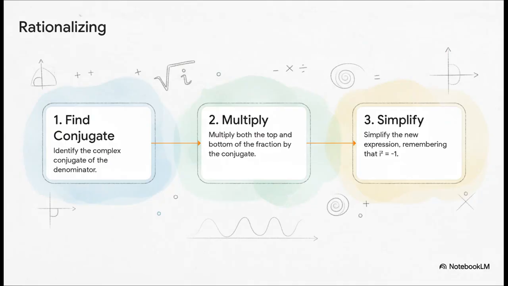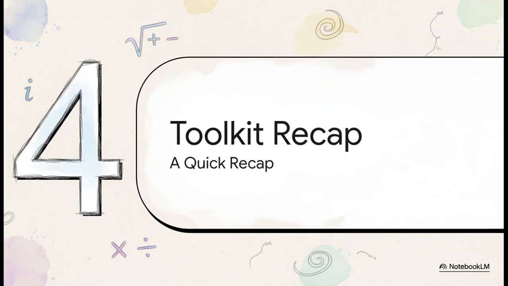So here's the game plan. You look at the complex number on the bottom of the fraction, you find its conjugate, and then you multiply both the top and the bottom by that conjugate. And this is where the magic happens. When you do this, the i's on the bottom just vanish. They completely cancel out, leaving you with a nice, simple real number down there. It works every single time. It's an awesome trick. So there you have it.